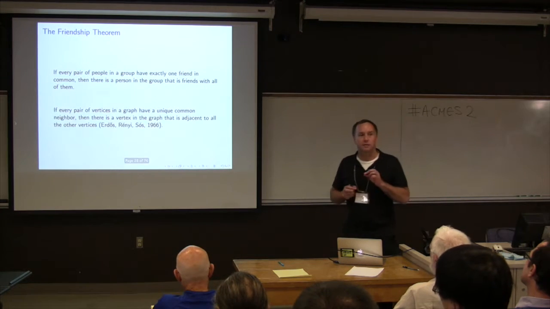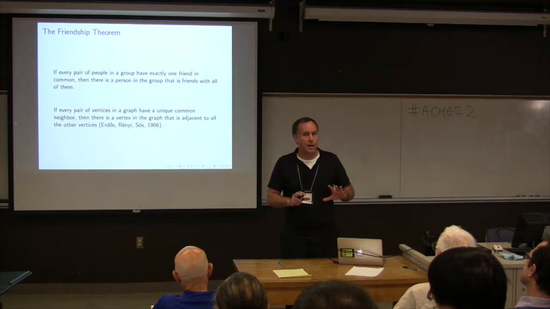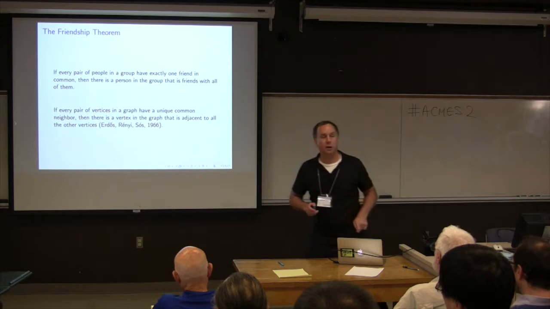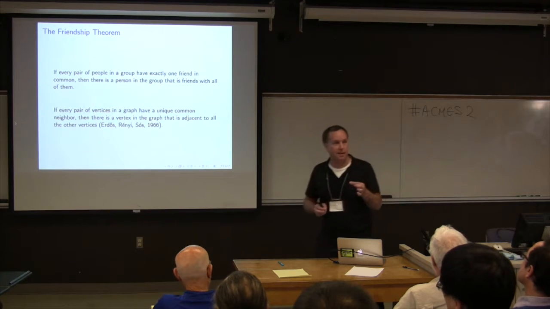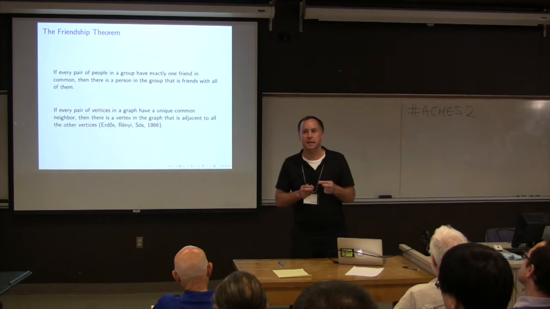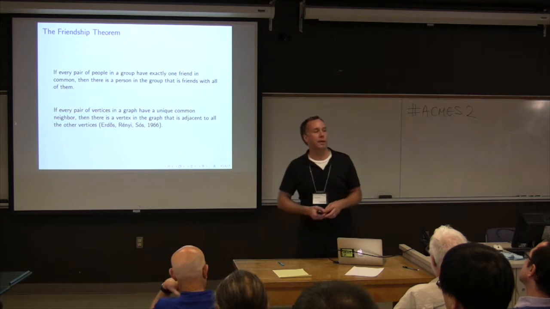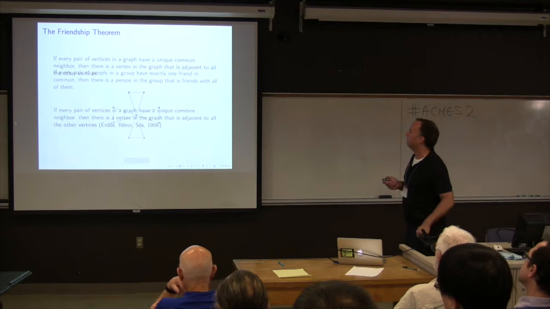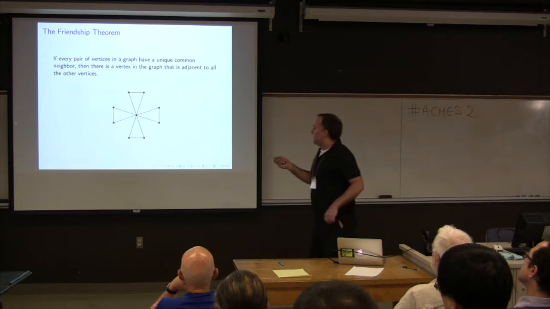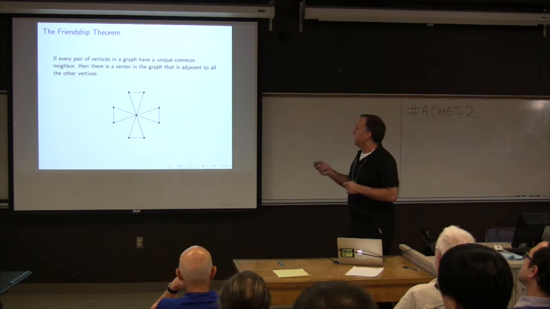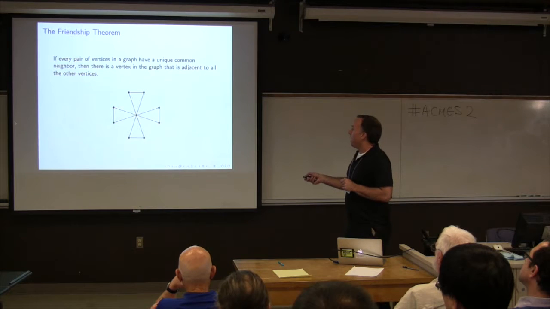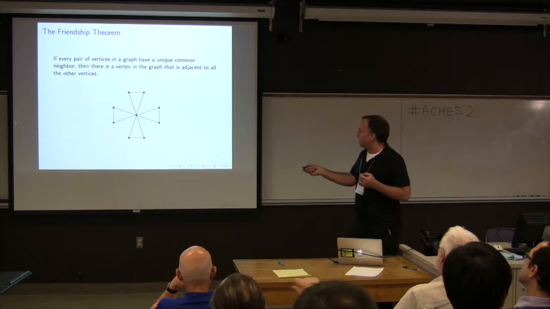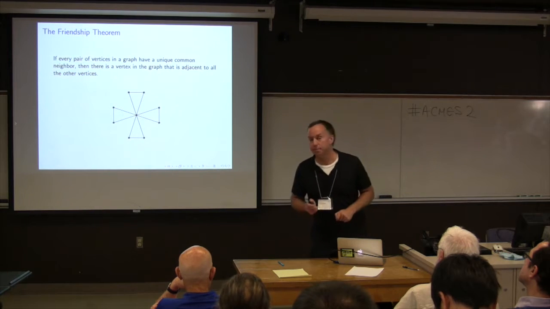And the graph theoretic interpretation is if you have a graph that has the property where every pair of vertices has a unique common neighbor, then there has to be some vertex that's adjacent to them all. That is, has a star center in the lingo of the program. Right? And so here's one of those graphs. Every pair of vertices has a unique common neighbor, and this graph indeed has a star center.